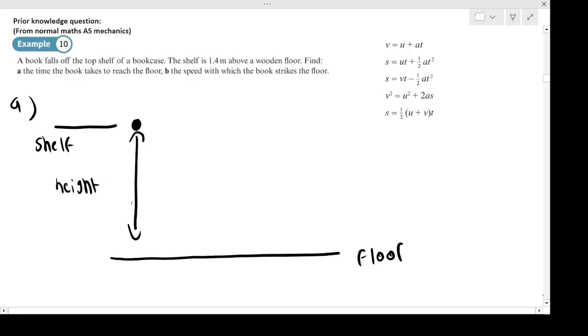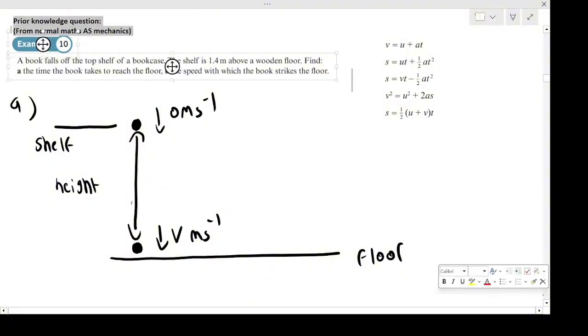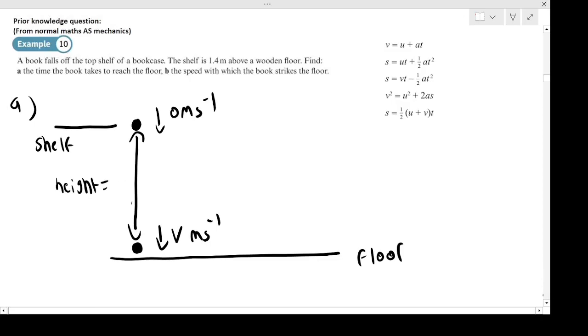Okay, and so then the initial speed, the speed when it first leaves the shelf, is going to start with 0 speed, right? And then it's going to hit the floor here, and then it's going to have a final speed v. Okay, so hopefully happy with that. Now I'm told the shelf is 1.4 meters above the floor, so actually the height is just 1.4 here. Okay, I can add that on.